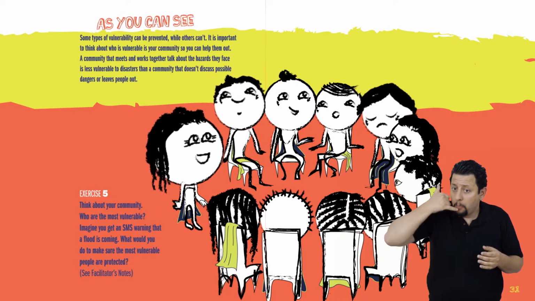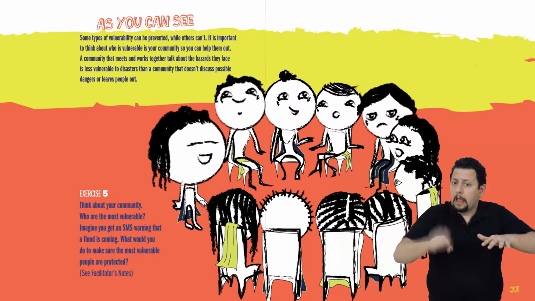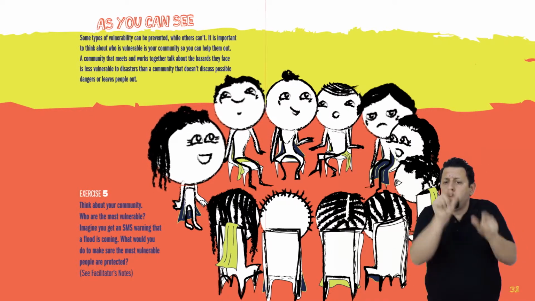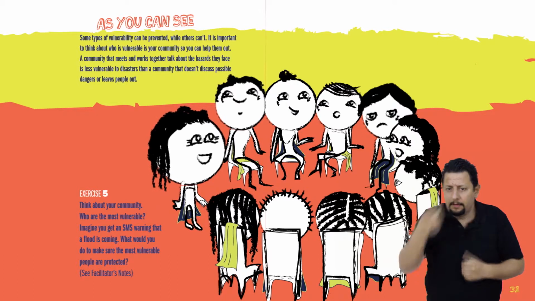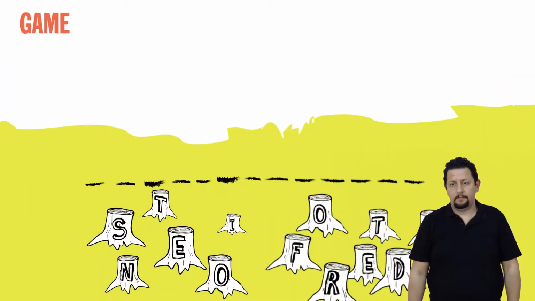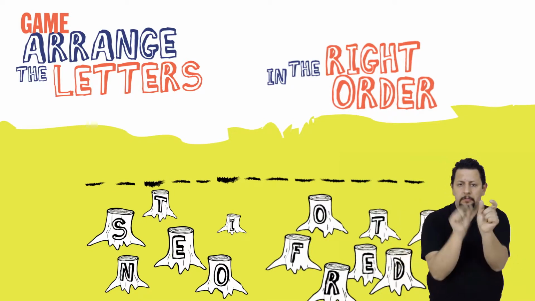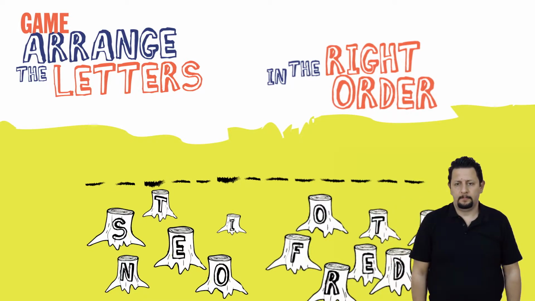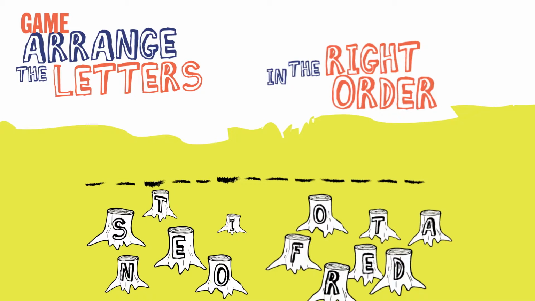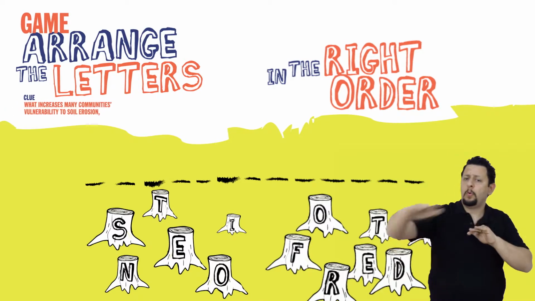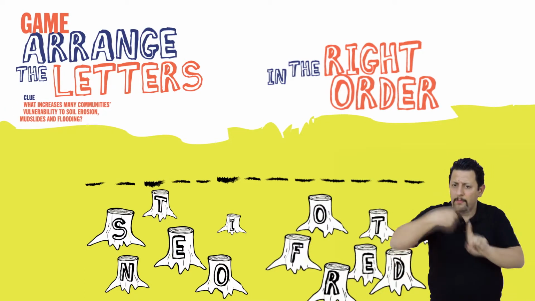Imagine you get an SMS warning that a flood is coming. What would you do to make sure the most vulnerable people are protected? See facilitator's notes. Game. Arrange letters in the right order. In the cut-down tree trunks, the letters S, T, N, E, I, O, F, O, R, E, T, D, and A are etched. Clue. What increases many communities' vulnerability to soil erosion, mudslides and flooding?